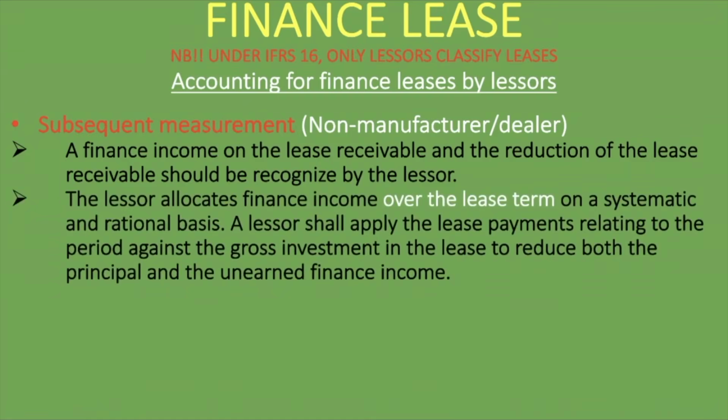The second thing here is that the lessor allocates finance income over the lease term on a systematic and rational basis. A lessor shall apply the lease payments relating to the period against the gross investment in the lease to reduce both the principal and the unearned finance income.